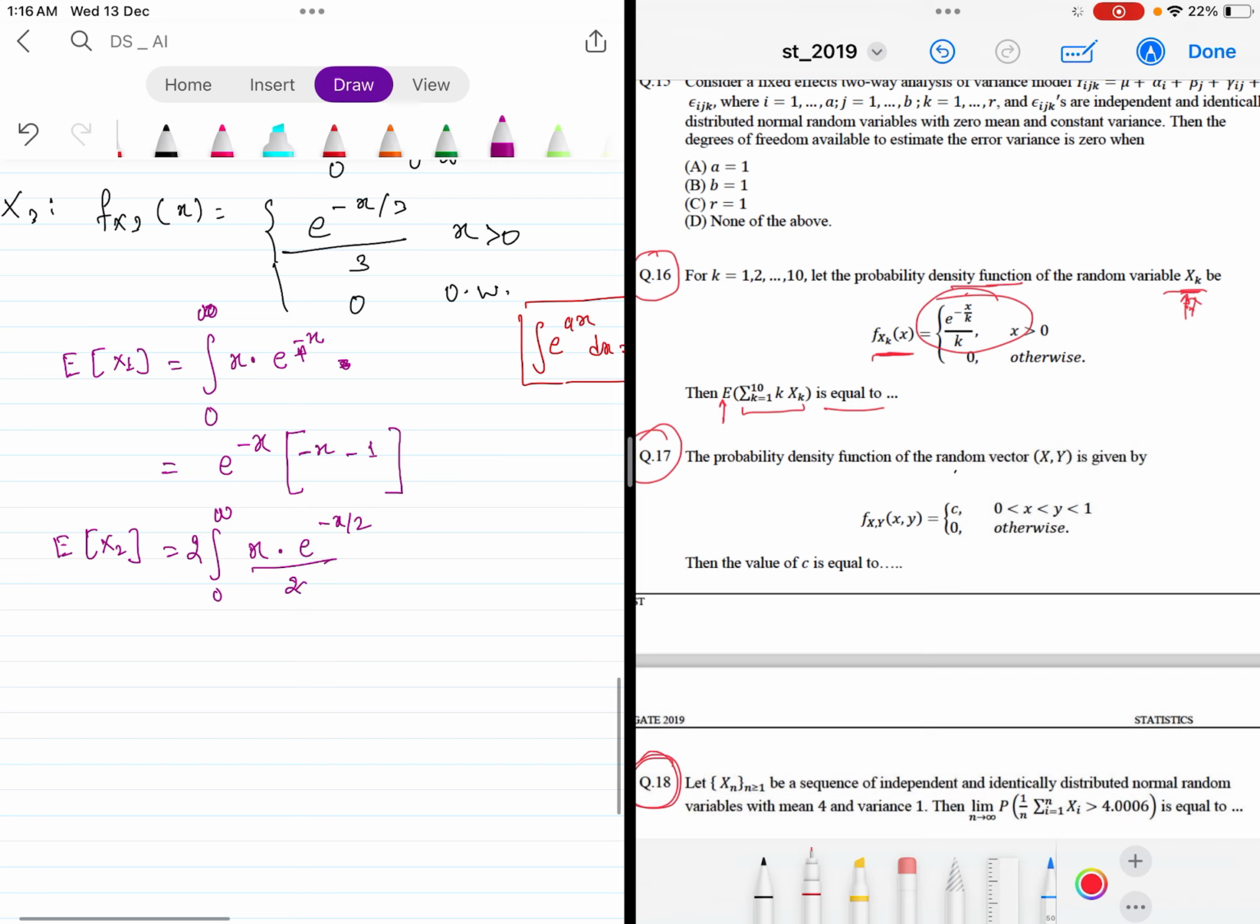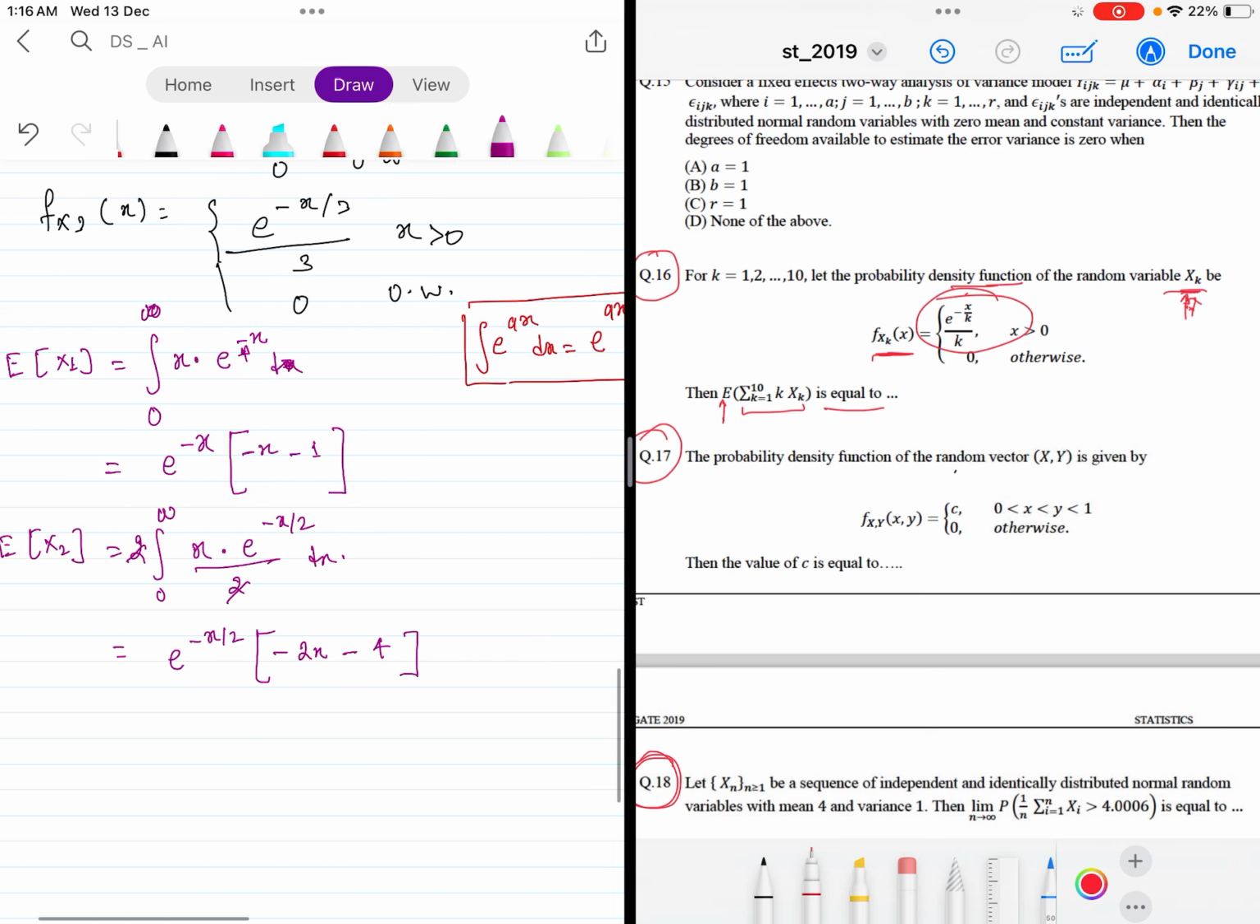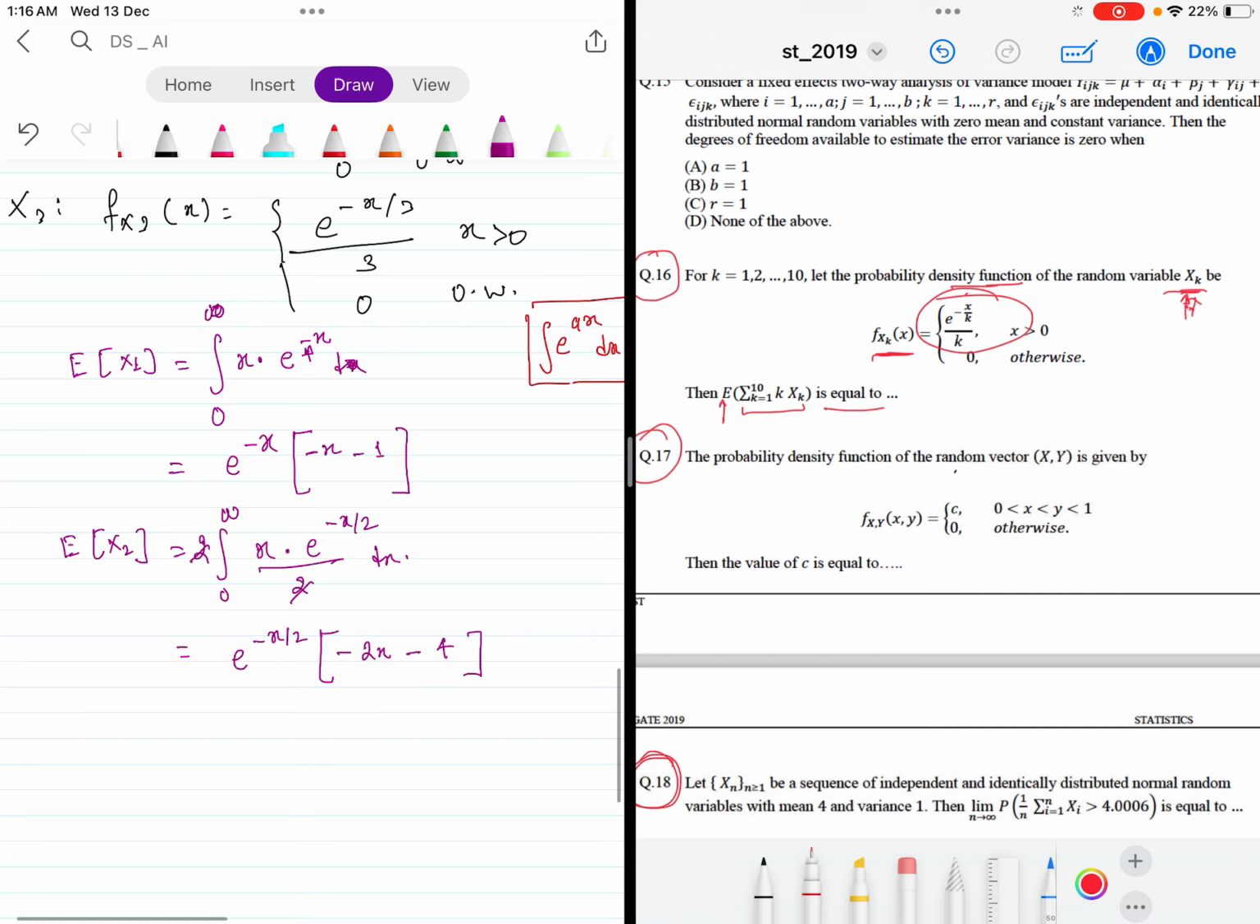Here we have divided by 2, so this 2 will get cancelled, right? Now we can find the integration of this, so it will be e to the power minus x divided by 2, and here we will get minus of x... so yeah, right, and here we will get minus 4. Correct.